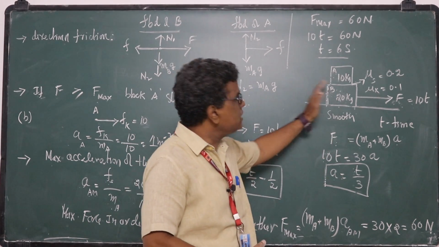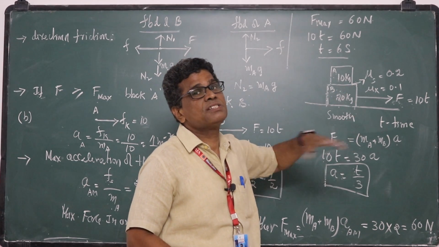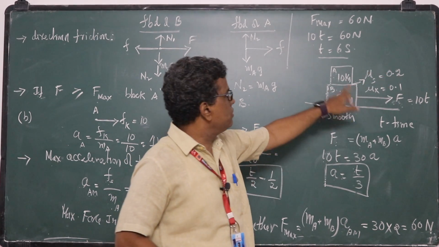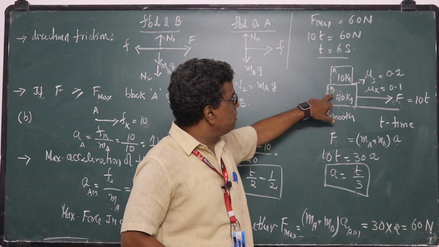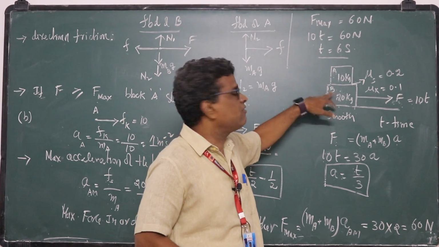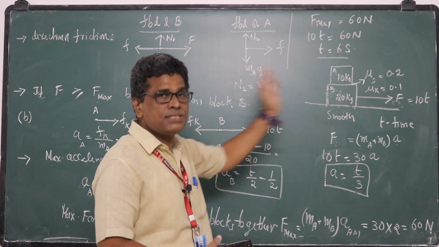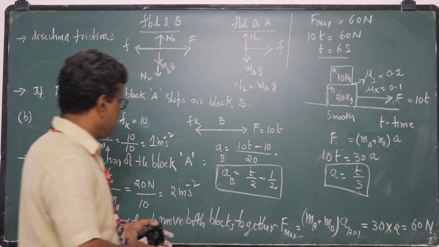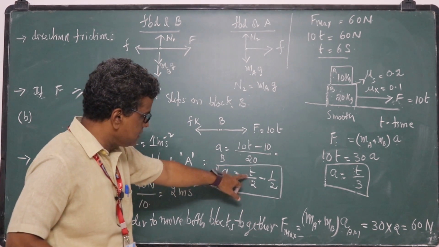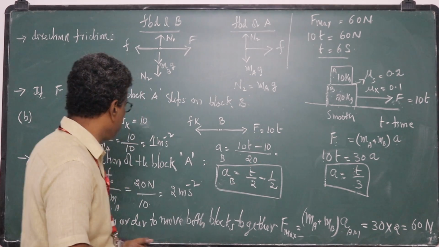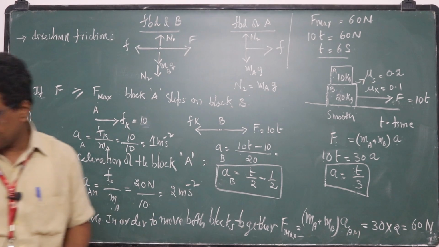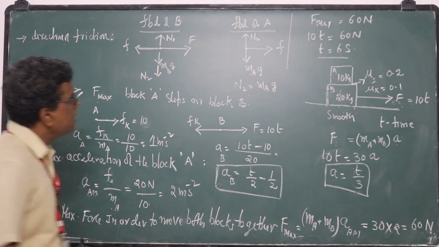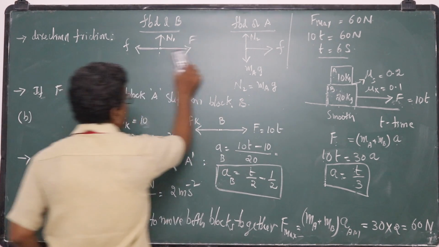The block B is sufficiently long, so the block A moves on the surface of B with an acceleration. Here t is a variable which varies with time. I want to now draw the a-t graph. See how I will draw the a-t graph with the help of this information.